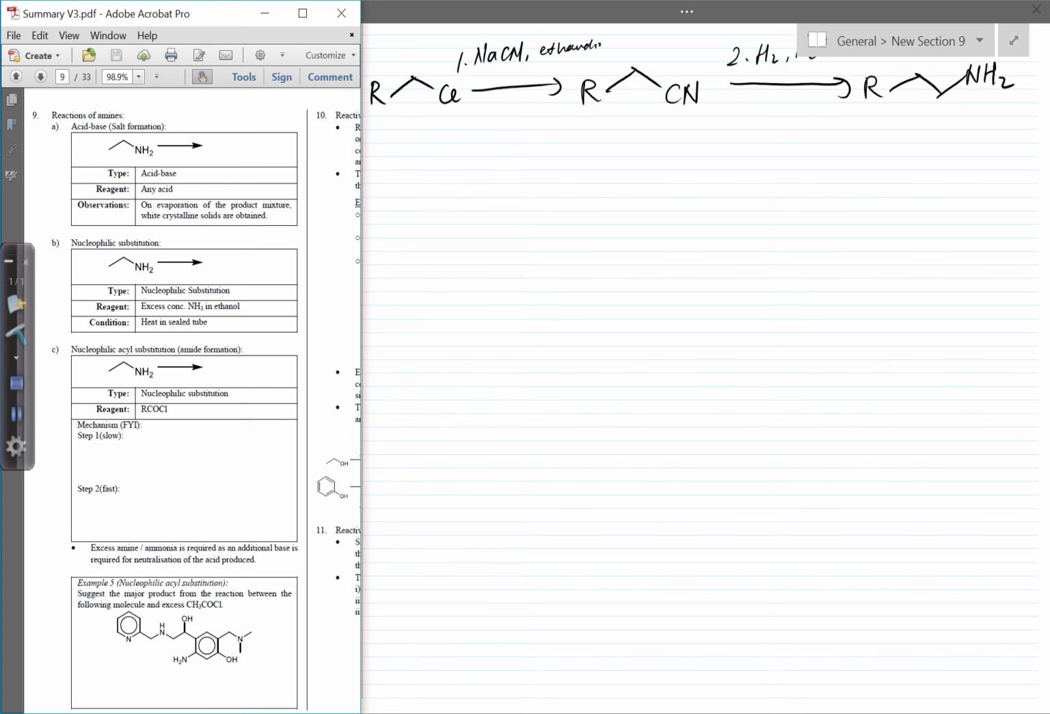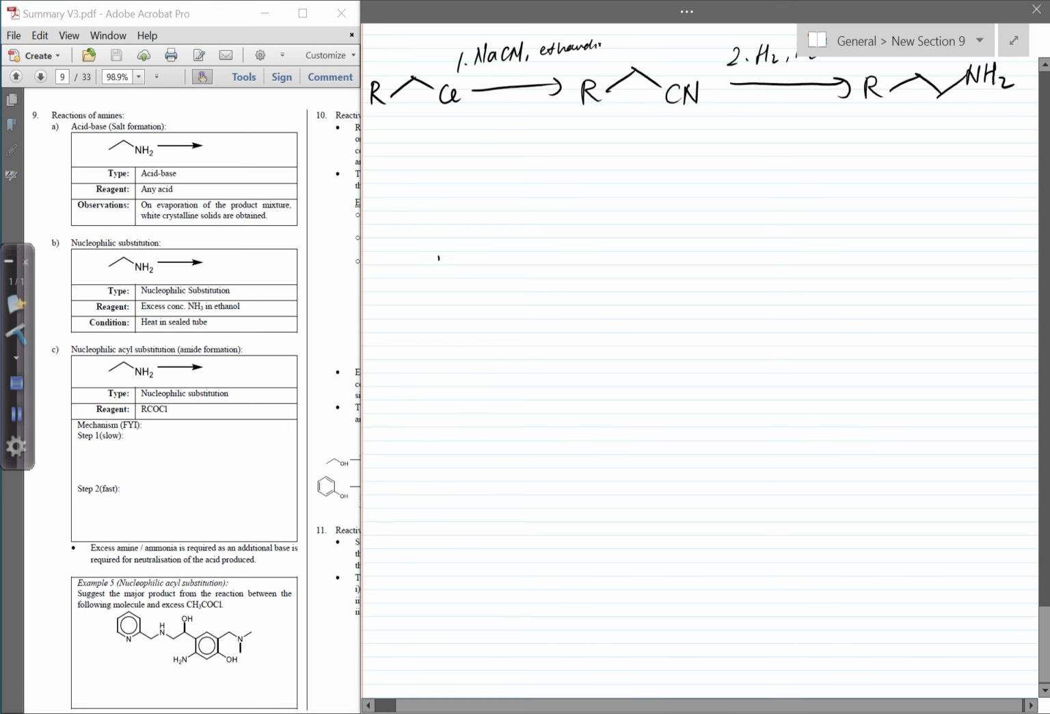For nucleophilic substitution wise, right? Sorry, this is not excess concentrated NH3. It should be your limited RX in ethanol. Right? So this is similar to just now the substitution reaction, right? And you will have your NHR basically, right? If you use limited RX in ethanol.